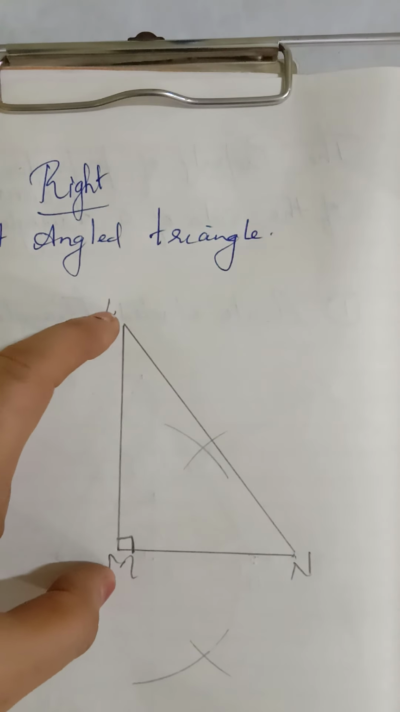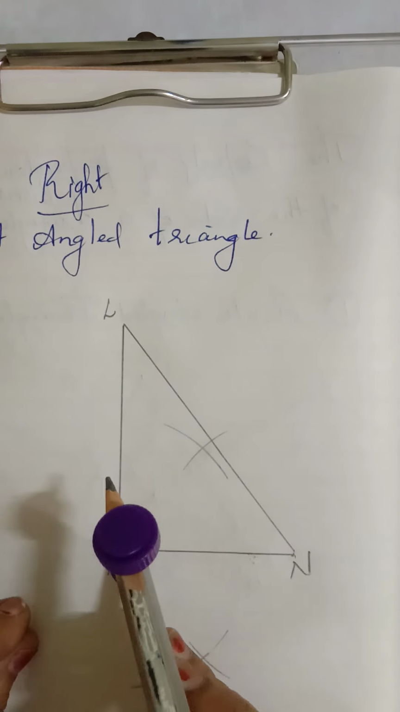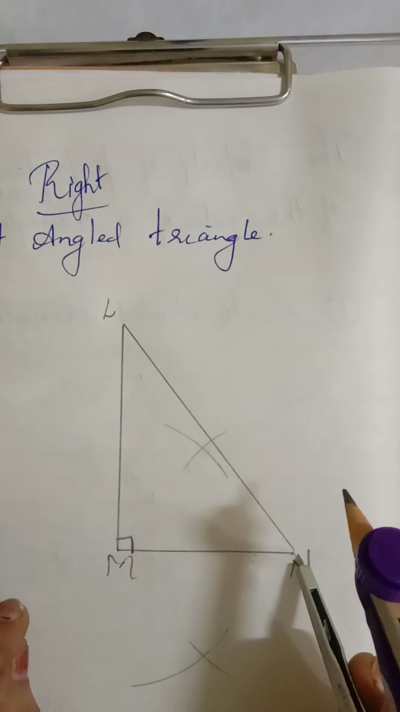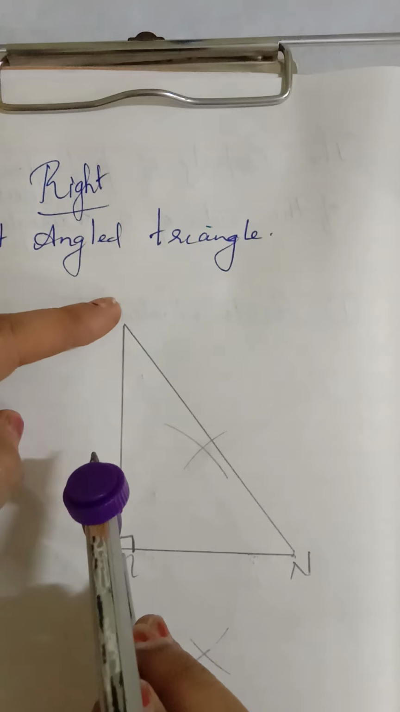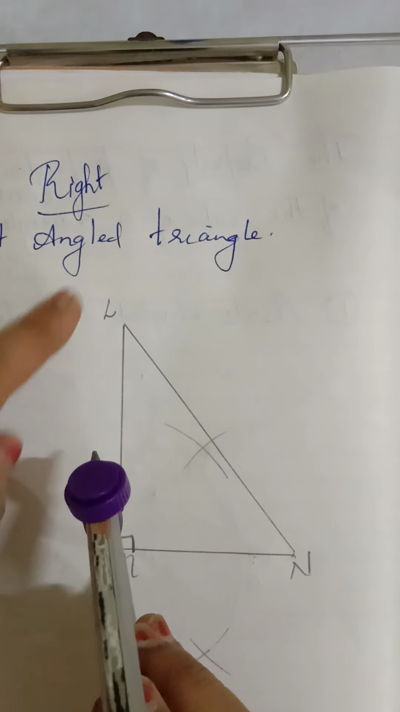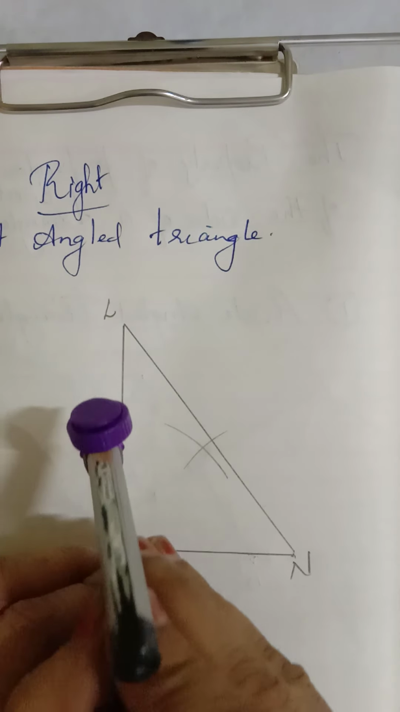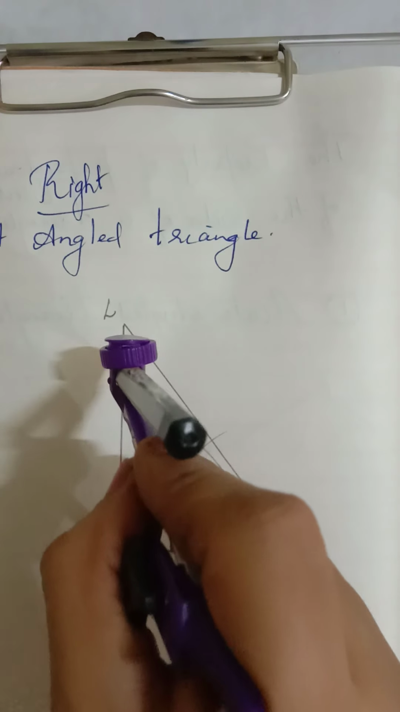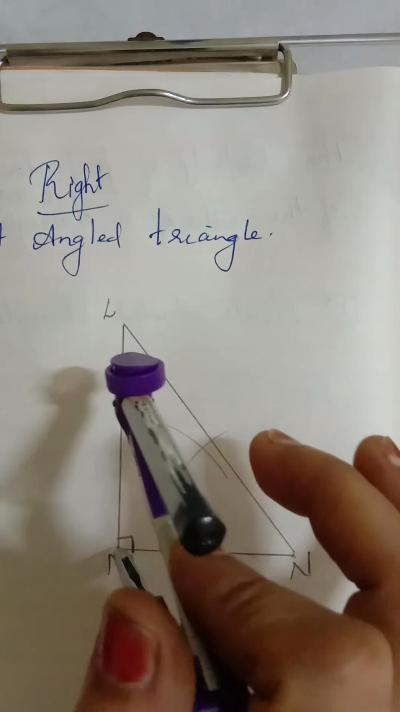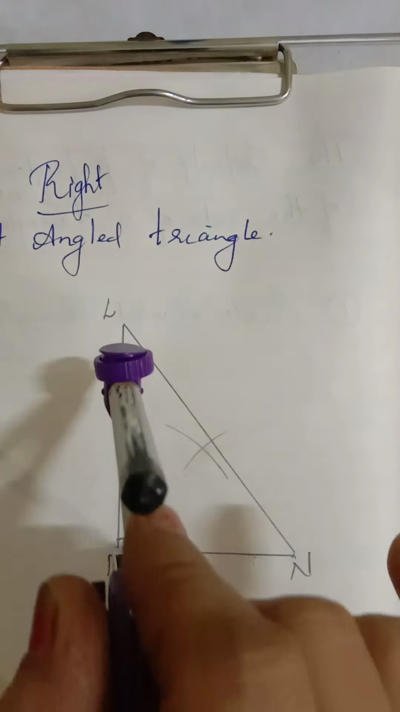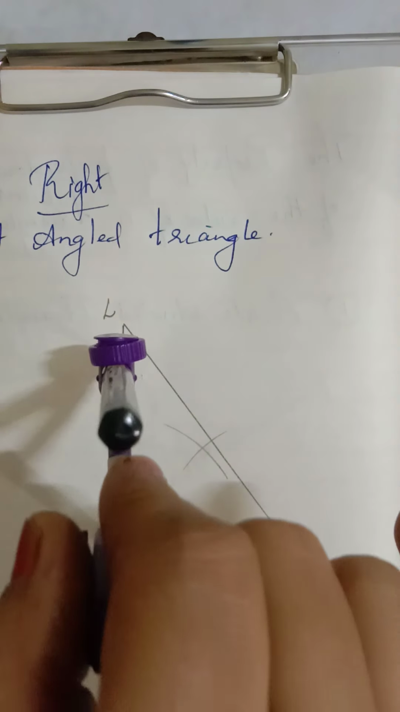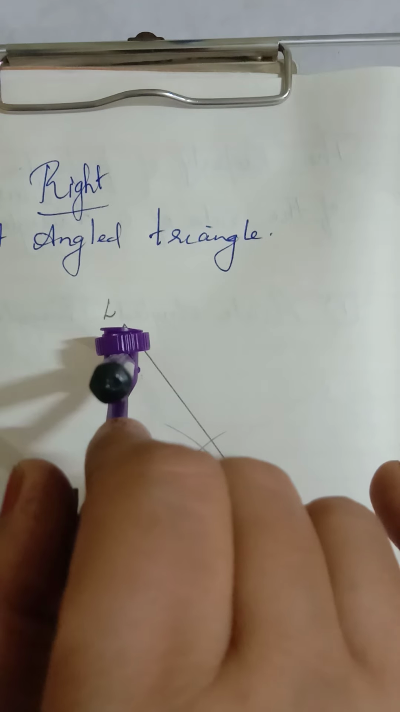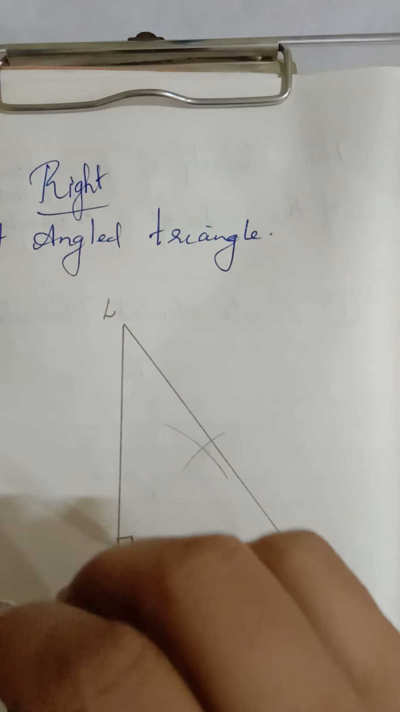Now we move to the side LM. Okay, so LM children, see, we start with the base children. So from here only we can start, to draw the perpendicular bisector for the side LM. From here only you can take more than half. See children, you can take more than half. For which side? For side LM you are taking more than half. Okay children, you have taken more than half for the side LM, and then start drawing the arc.